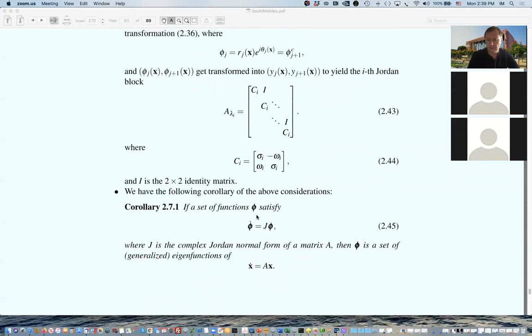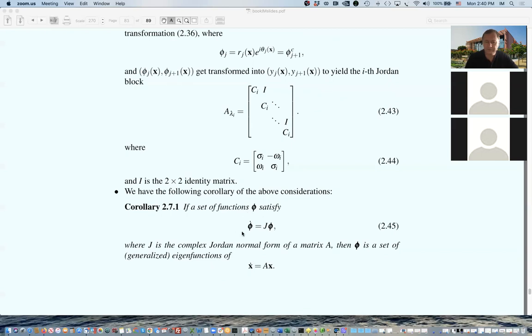And so here is a corollary of these considerations that says the following. Let's suppose that you have a set of functions phi. So that would be our column vector of eigenfunctions, for example, before. But let's forget for a second about the notion of eigenfunctions. If these functions satisfy phi dot equals J phi, where J is the complex Jordan normal form of a matrix, then that phi is actually a set of generalized eigenfunctions of your original system.